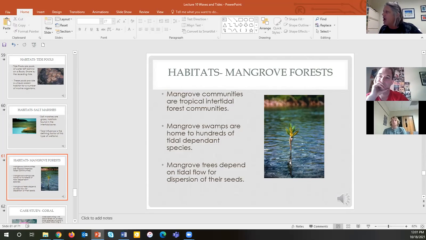None of them have the ability to live where you get a freeze. So all of them are tropical to subtropical species, and they grow in the intertidal zone. They pretty much outcompete salt marshes in our area. That's why we have pockets of salt marsh, but huge mangrove areas. But again, the further north you go, less and less mangroves because they don't tolerate the cold.